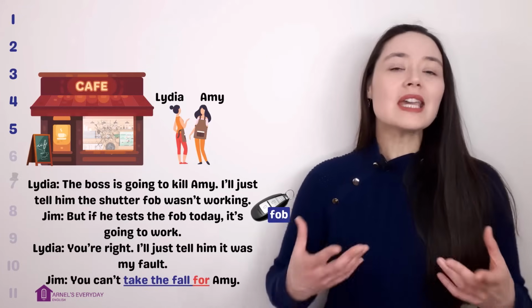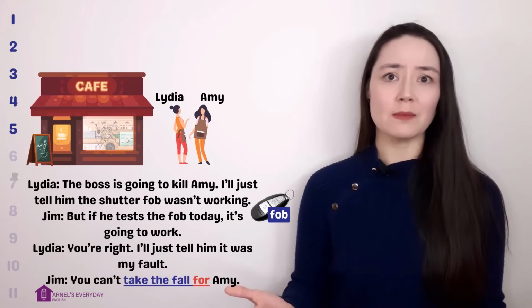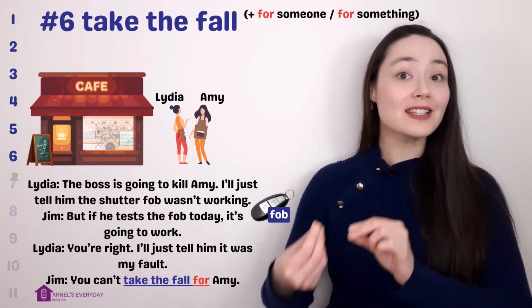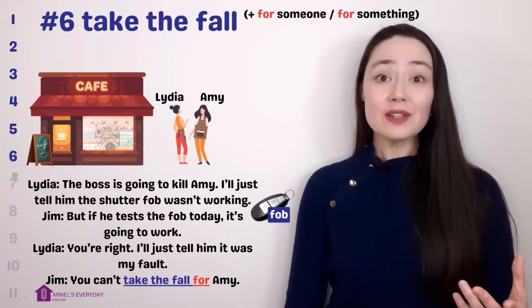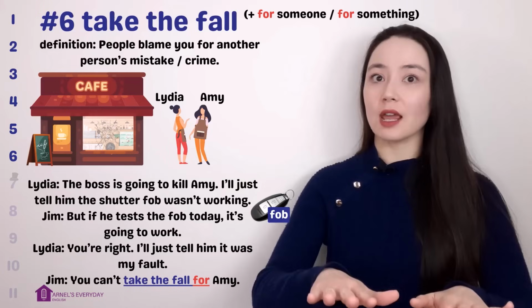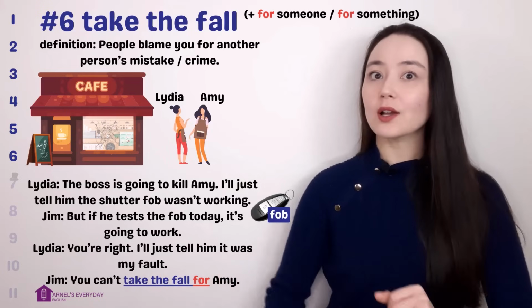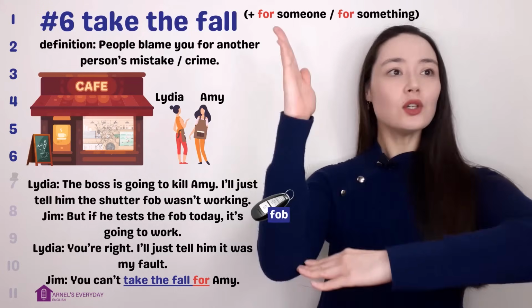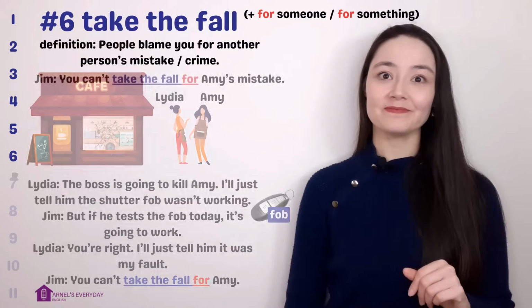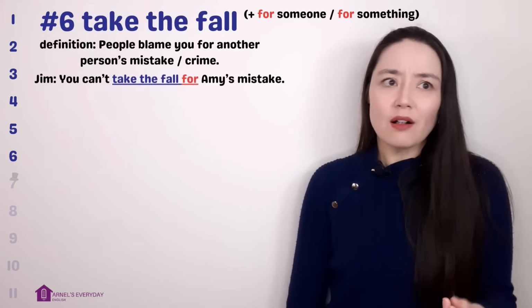What? You can't take the fall for Amy. Take the fall for someone. Definition: people blame you for another person's mistake or another person's crime. It's like you fall, not the other person. You can't take the fall for Amy's mistake.